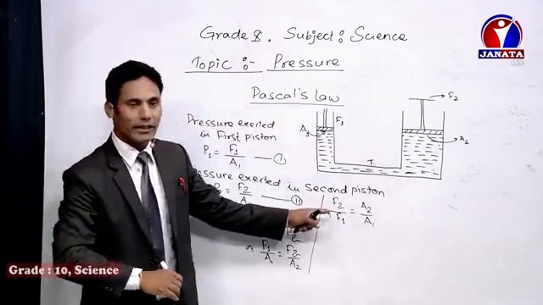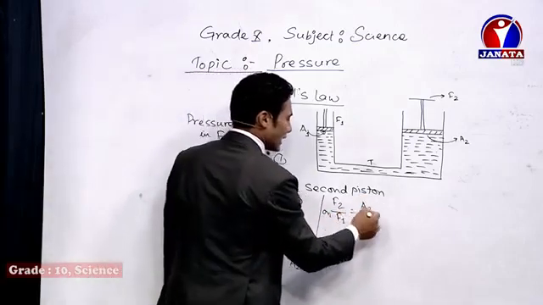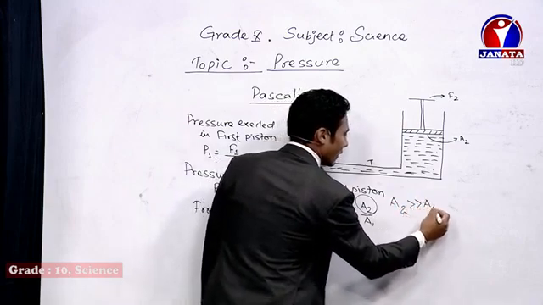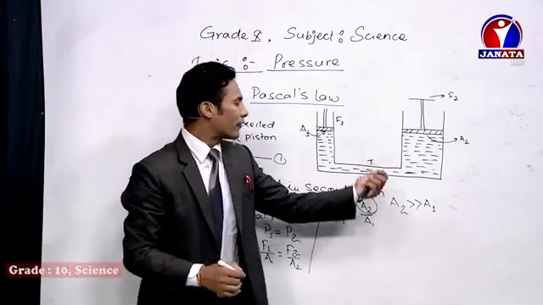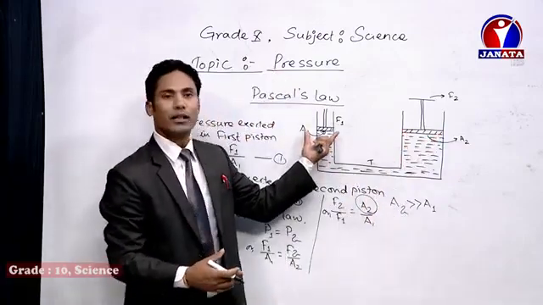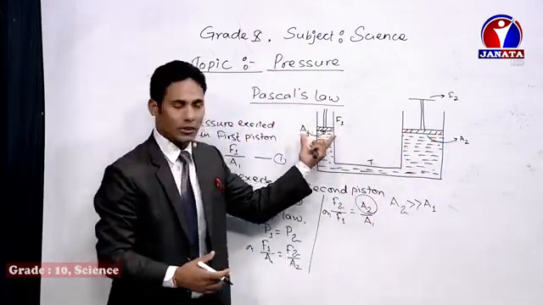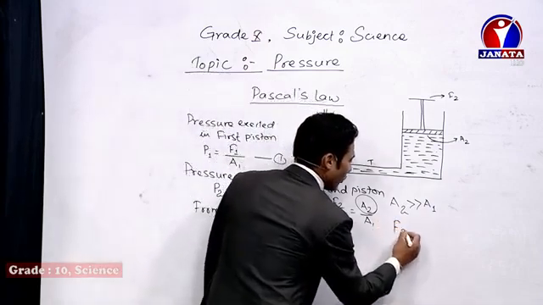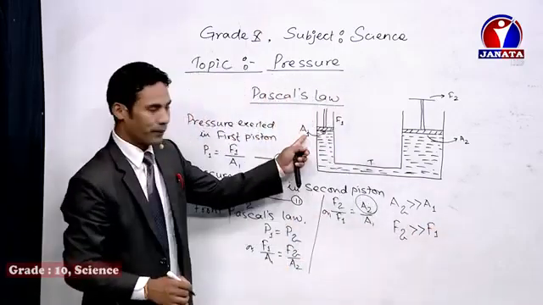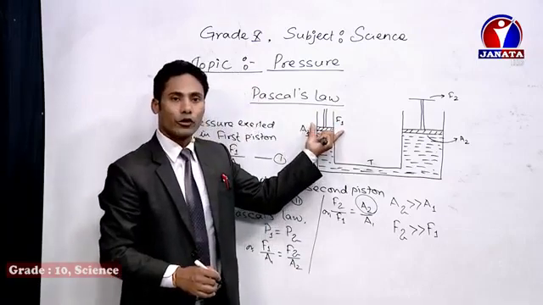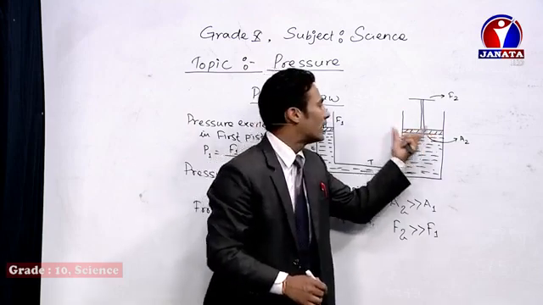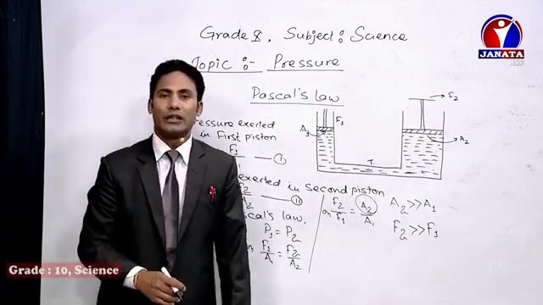What this means is, if the cross-sectional area of the second piston, A2, is very much greater than A1, that is, if the cross-sectional area of this piston is made very large compared to the first piston, then the force created on it will also be very much greater than the force on the first one. That means whatever less amount of force we apply here, if the cross-sectional area is made larger here, then the force created on this piston will be comparatively much more.